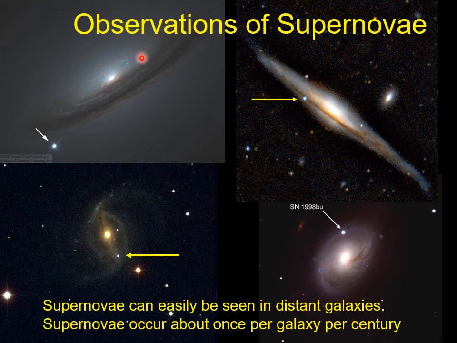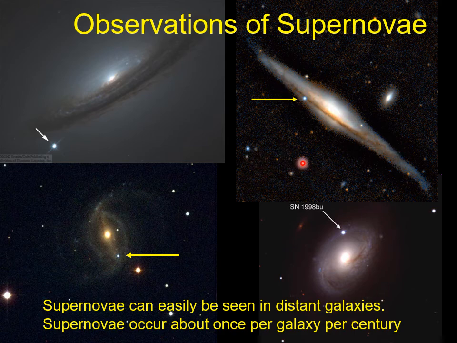So this is a spiral galaxy here, and this bright object right here is a supernova explosion. It's one of the hundreds of billions of stars in this galaxy that blew up. And the brightness of this one star is as bright as the entire galaxy combined. Here's another one here. This bright object right here is a supernova explosion associated with this spiral galaxy here.